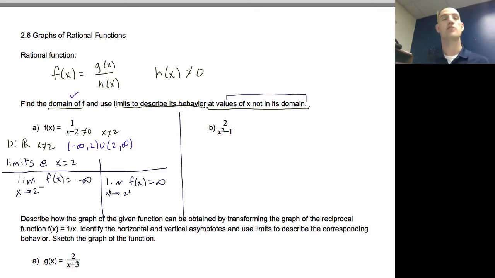All right, see if you can try this next one. Got a little bit of a wrinkle in the domain because of our denominator, but I think it's something you can handle. So pause it, come back and check out the answer. All right, we're back.